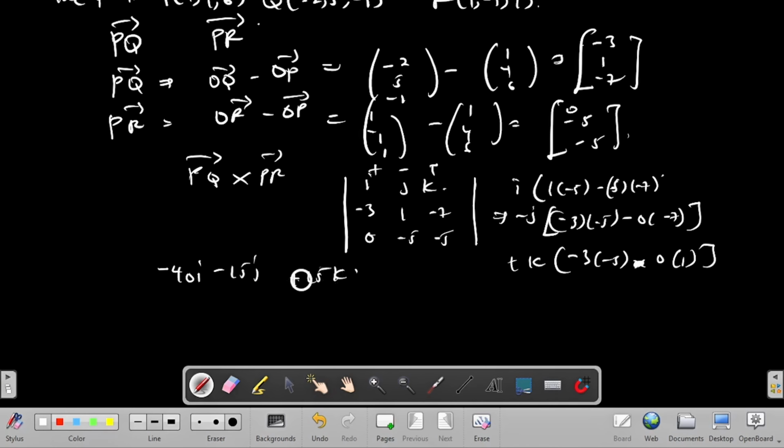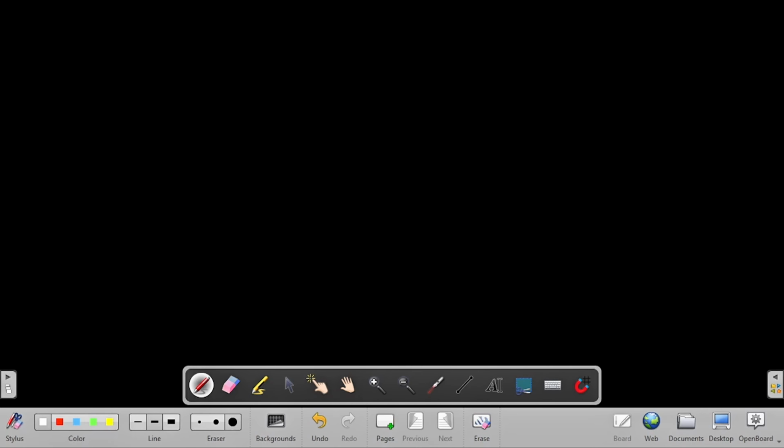As simple as that. So this vector is the vector which is perpendicular to the plane carrying those vertices. And that is nicely how this is solved. As simple as that, right?